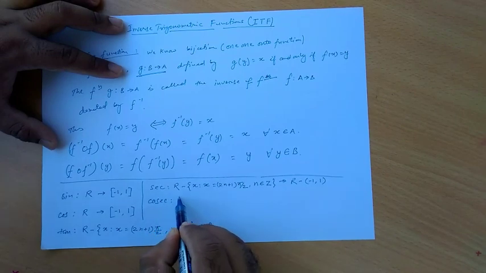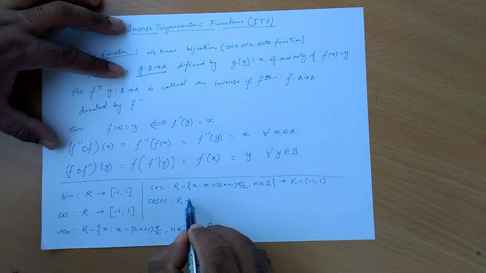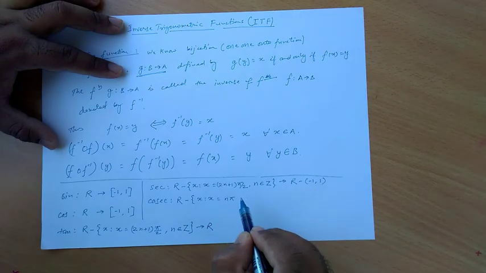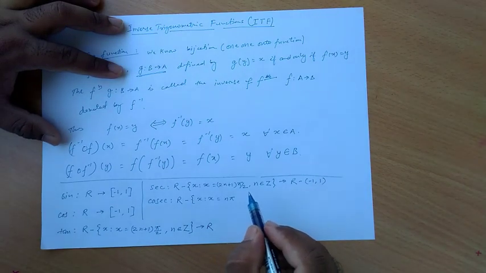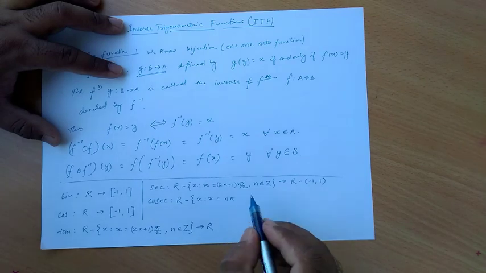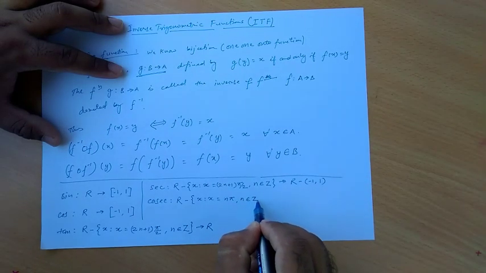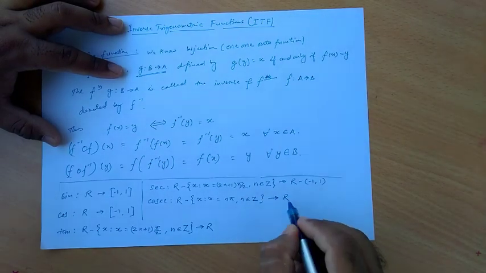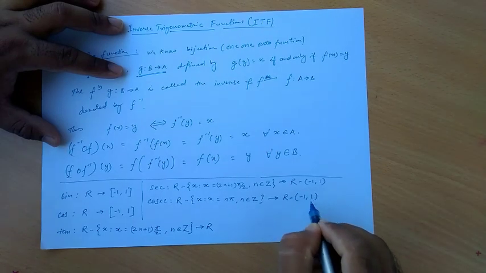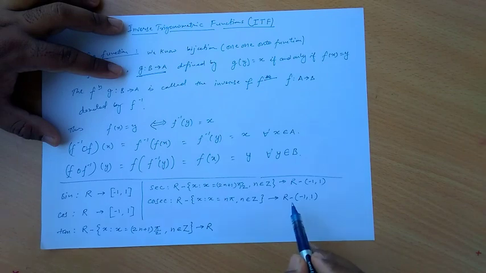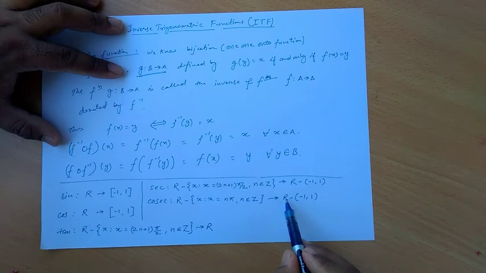Cosec is from R minus x such that x equals n pi. Why n pi? Because at the value of 0 degrees, cosec is not defined. That's why we are eliminating these values, where n belongs to integers, and the function goes to R minus (-1, 1). So we cannot take the values between -1 and 1, so we are deleting those from the real numbers.